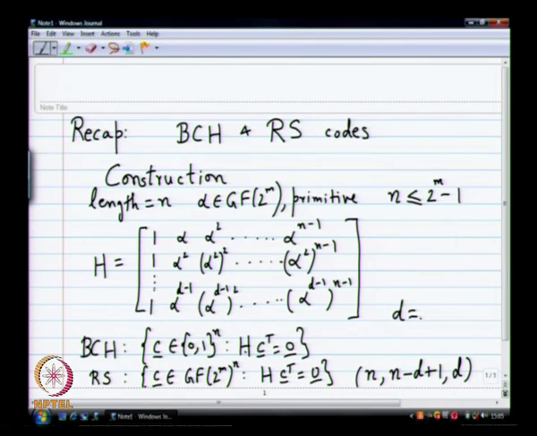For instance, if you take d to be 2t plus 1, so that you have alpha^1 all the way to alpha^(2t), t is like the error correcting capability. Then you know this is going to be n comma k, and we should be careful here, you just say k greater than or equal to n minus tm. Can I say that? Think about it.